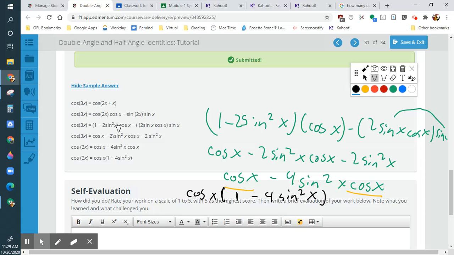So I don't know what they were doing over here. That looked really confusing, but this is how you would solve this double angle identity. Does that kind of make sense?